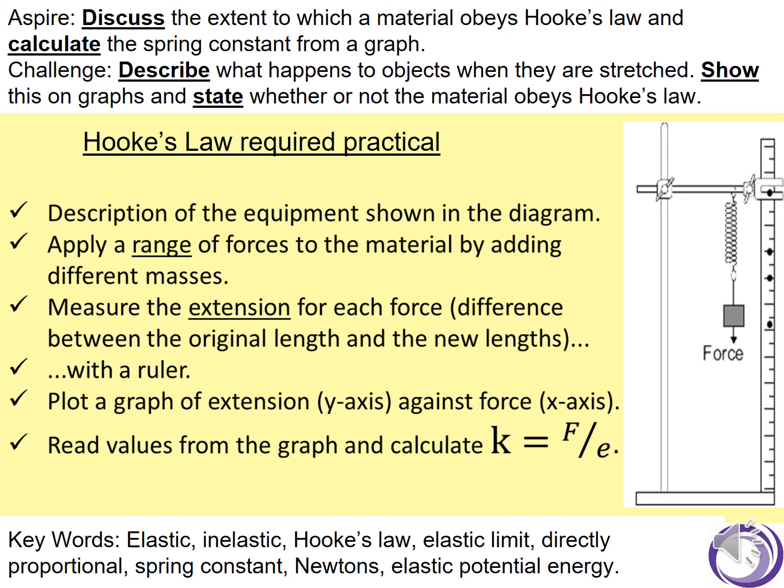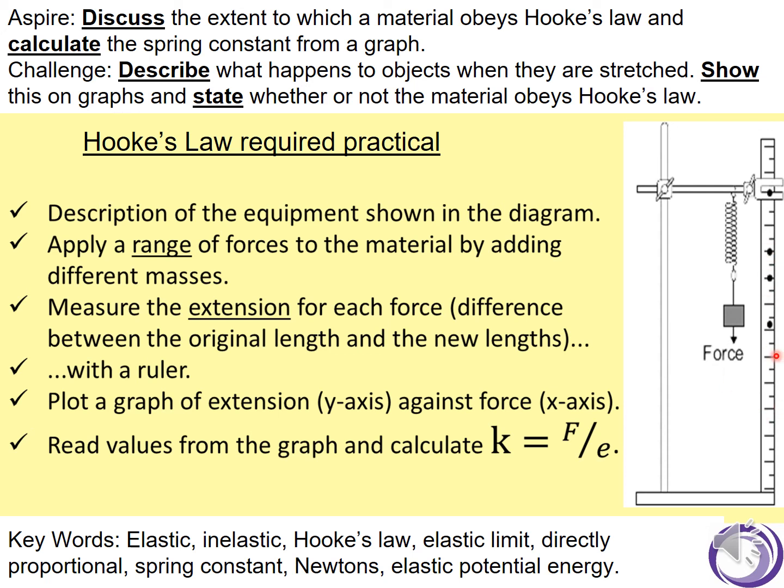So the first bullet point or tick that's on here says a description of the equipment shown in the diagram. I think the diagram saves an awful lot of work, so what I would like you to do, because you'll need to put this list down, is to draw the diagram instead of describing. But you will need to label the diagram appropriately.